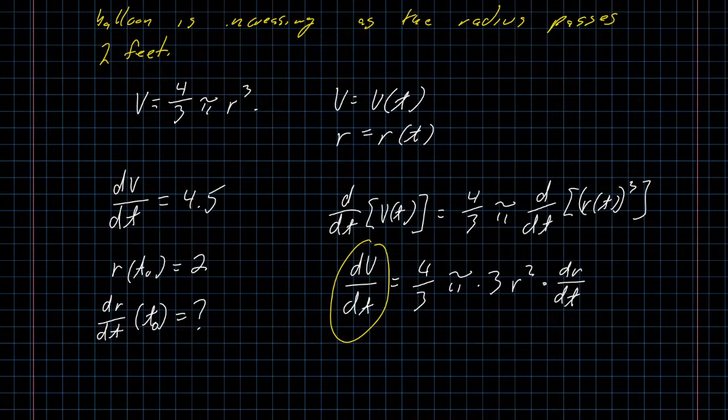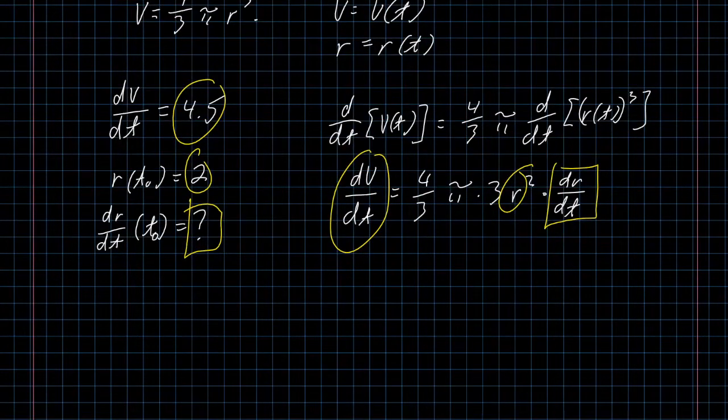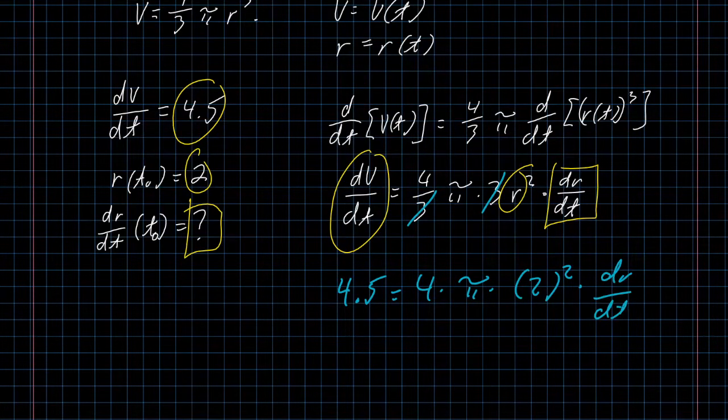We know what dv dt is. We know what r is. And we're asked to figure out what dr dt is. So plugging in all of those numbers. Notice here we've got some 3's that cancel each other out. That's convenient. Right? 4.5 is 4 times pi times 2 squared times dr dt.